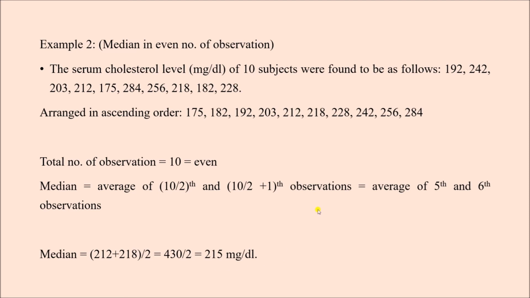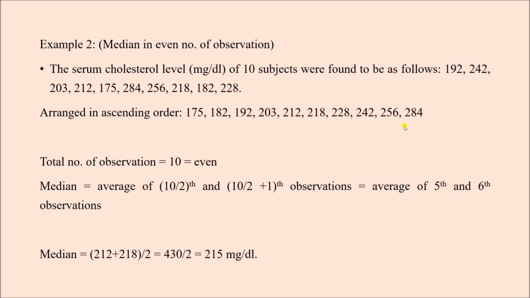Let me repeat this step again. First we arrange the data set in ascending order. Then we see how many observations we have. Since we have 10 observations, which is an even number, we have to take the middle two values in the given data set. First value will be n by 2. So 10 by 2 is basically fifth. So fifth value. And the second value will be n by 2 plus 1, so basically the fifth value and the next value. You can also remember it like this: fifth and sixth value we have to find out.